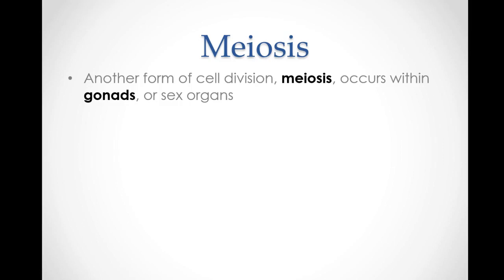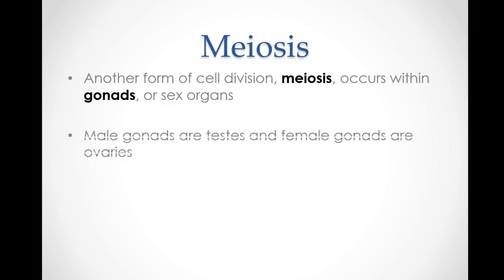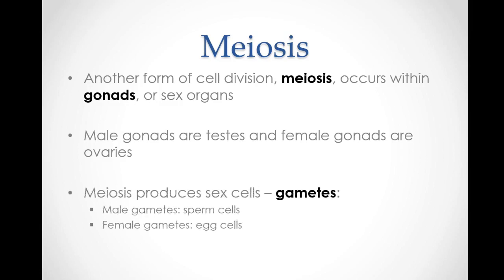In meiosis, all we're doing is producing our sex cells. Those sex cells can be found inside gonads or sex organs. The male gonads are testes and the female gonads are ovaries, as long as we're talking about animals in this case. Plants are slightly different. We still have male gametes and female gametes, but we don't refer to them as sperm and eggs. It's just a little bit different terminology.